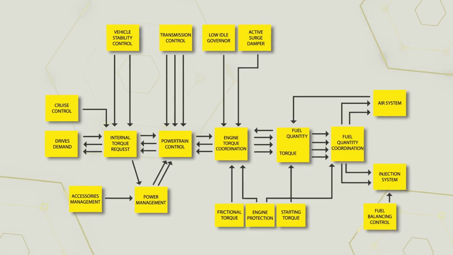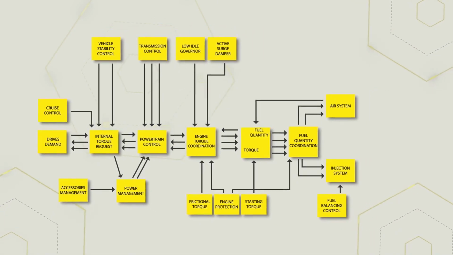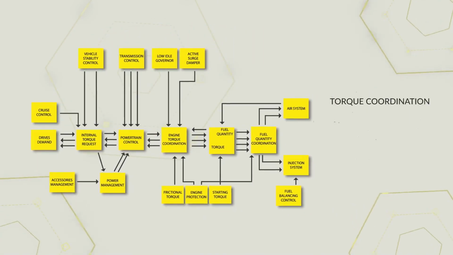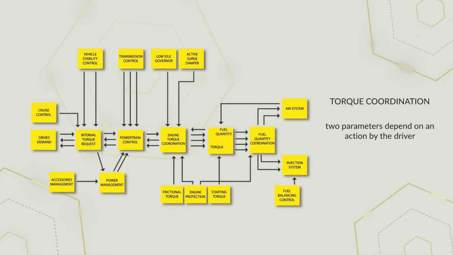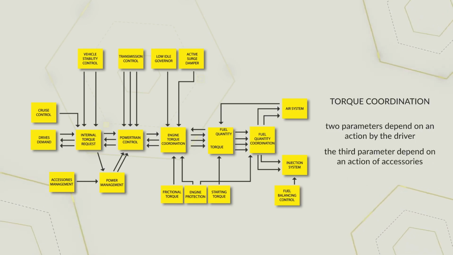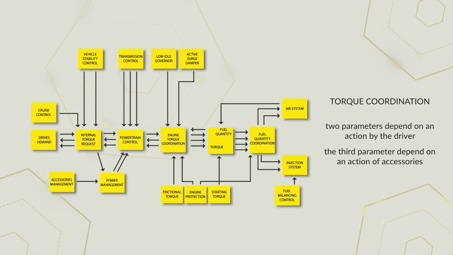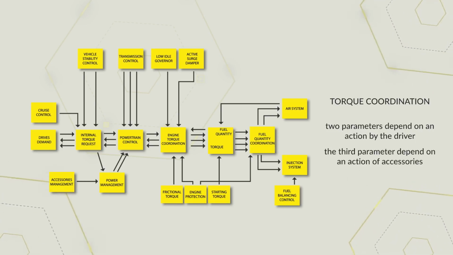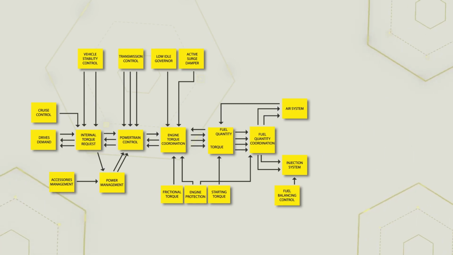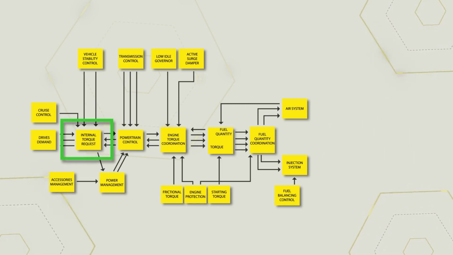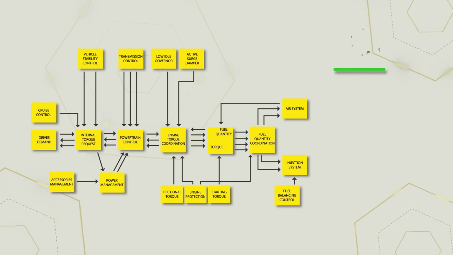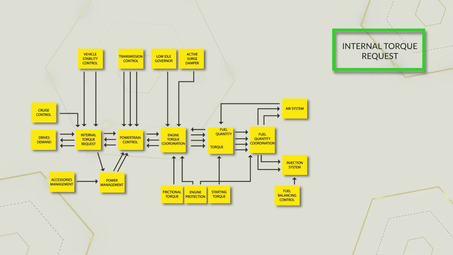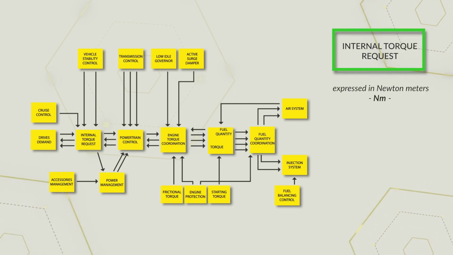In fact, two of the three parameters that act in the torque coordination process depend on an action by the driver, while the third, less important but still relevant, depends on the accessories that are active and that operate by decreasing engine performance. In the block called the internal torque request, the control unit checks whether the torque request has been made via the accelerator pedal or with the cruise control, with either value sent expressed in Newton meters.